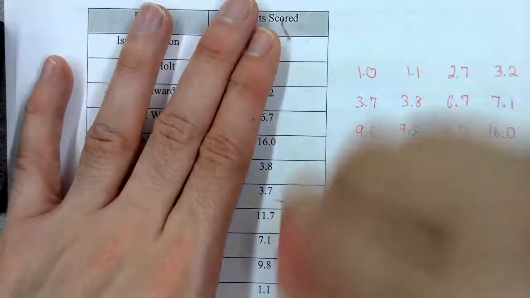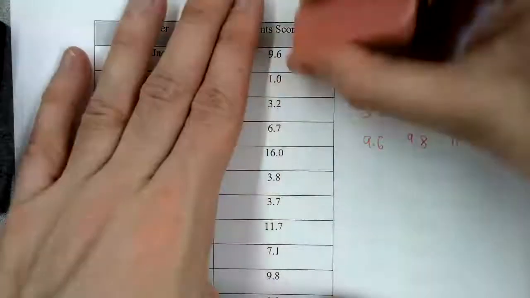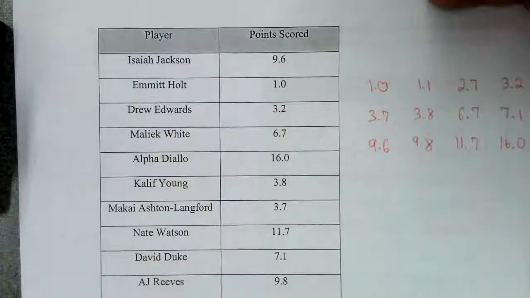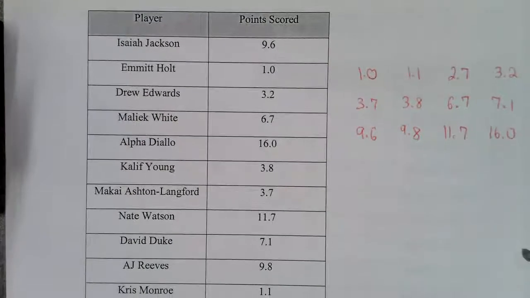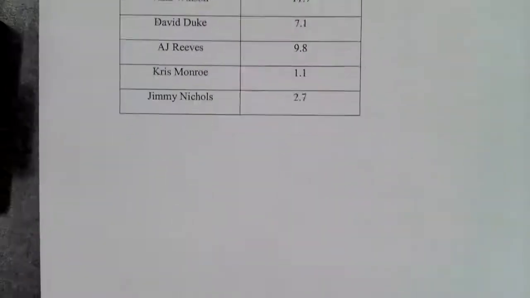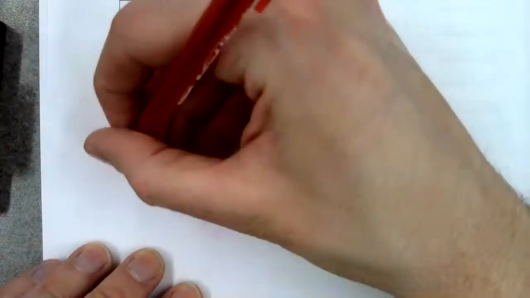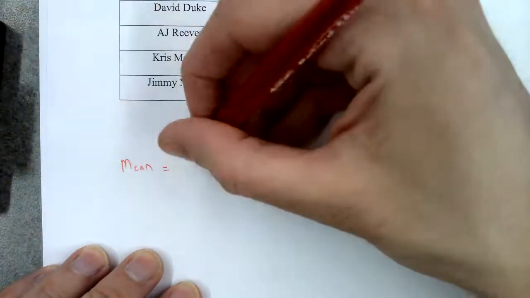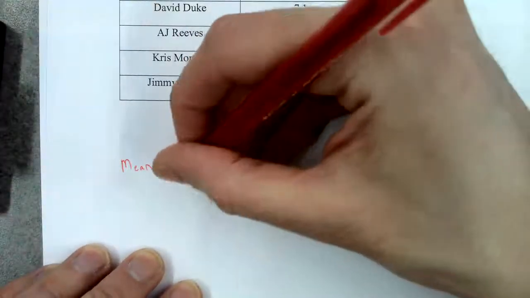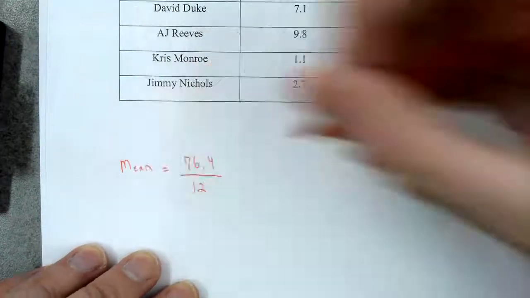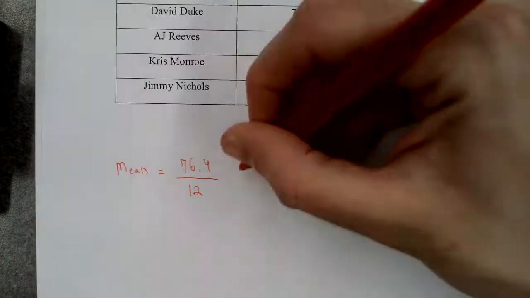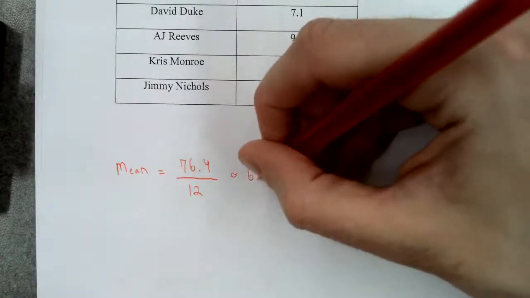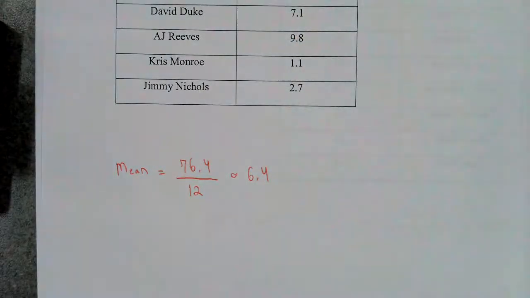And now let's go in order. Let's do mean, median, mode, and range, okay? Mean, when you add up all the numbers and you divide by the total numbers that you have. So when you add them all up, you get 76.4. This time we're going to divide it by 12 because there are 12 numbers in the data set. It's going to be approximately 6.4 points per game.